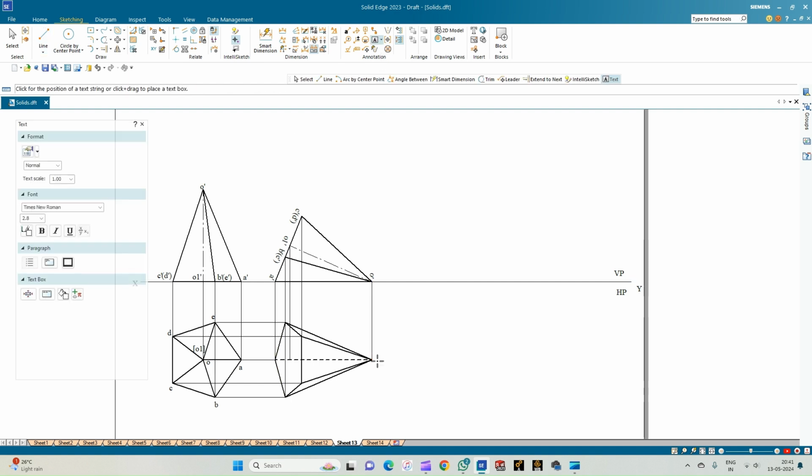We shall annotate. So this is the apex O, followed by the corner C and the corner D, and then the corner B, the corner A, and the corner E.